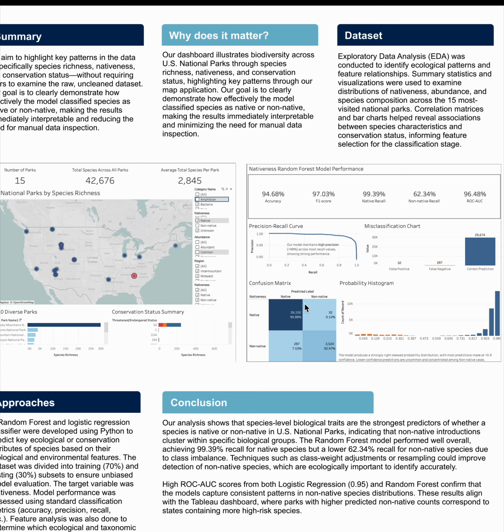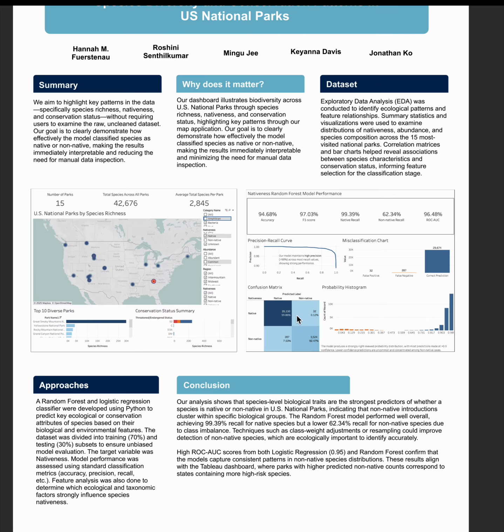Both models confirmed that species-level biological traits are the strongest predictors of whether a species is non-native. Taxonomic groups, not random chance, explain most invasiveness.